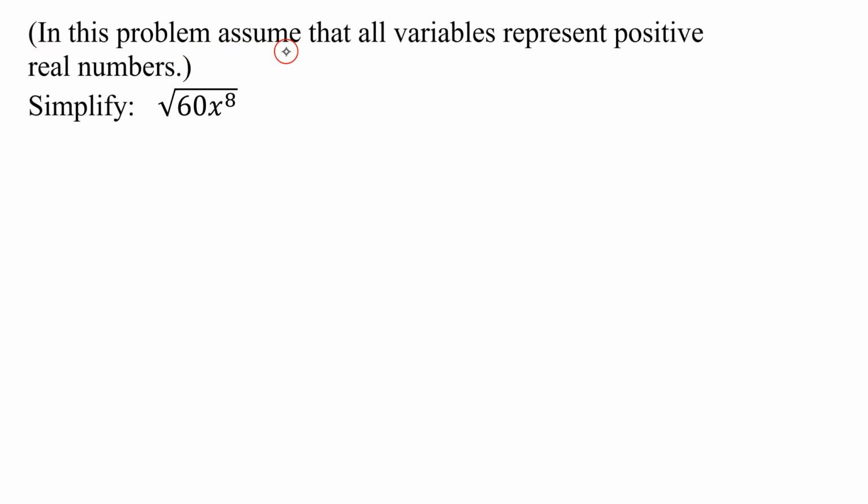In this problem, we assume that all variables represent positive real numbers. And I have to simplify the square root of 60x to the 8th. Notice the radicand is a product. I am multiplying 60 times x to the 8th. So I'm going to need to use the product rule of radicals.